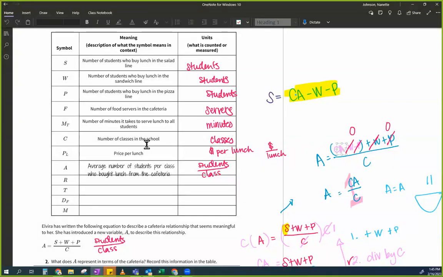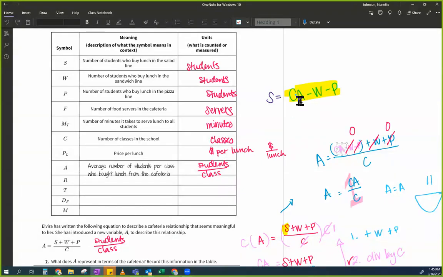Yeah, the number of classes times A, which is the average number of students per class. Now, if I multiply C times A, do you see now how all you'll have left is just the total number of students? That's what you told me earlier. S plus W plus P is the total number of students.